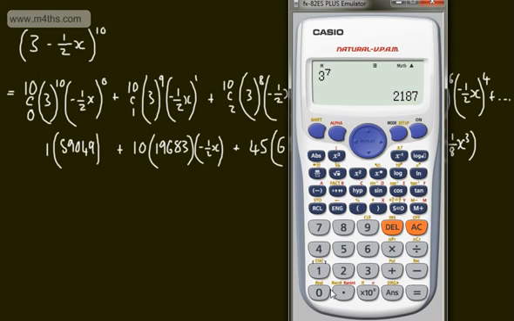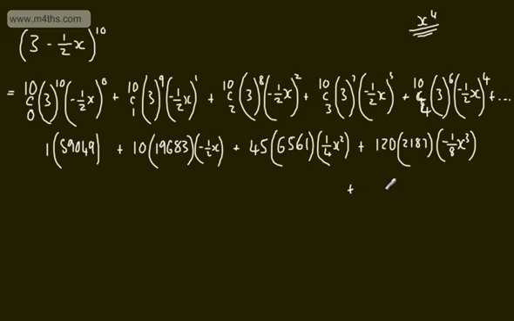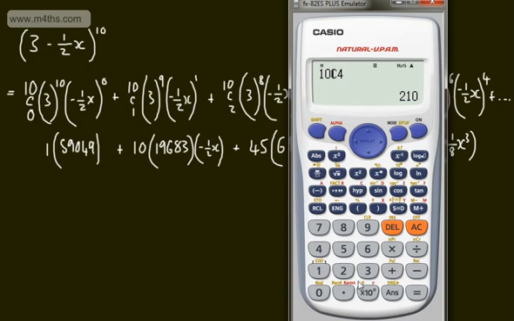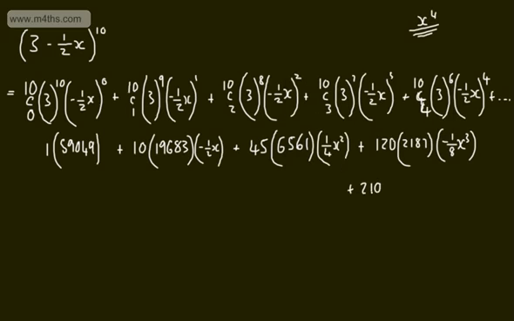So if we look at 10c4, let's put that in, 10 shift NCR button 4. That's going to give us now 210. So that's the coefficient. And again, if we'd found that with Pascal's triangle, that's what we'd end up with. Now we need 3 to the power of 6, which is what, 729. Let's do that. 3 to the power of 6, 729. So we get 729. Now we're going to get this term raised to the 4th power. That's going to be positive 1/16 x to the power of 4.